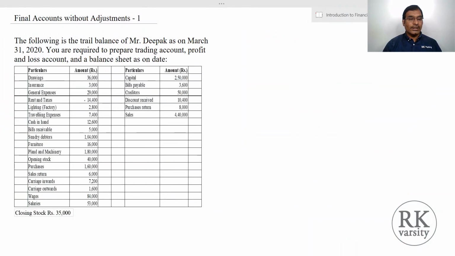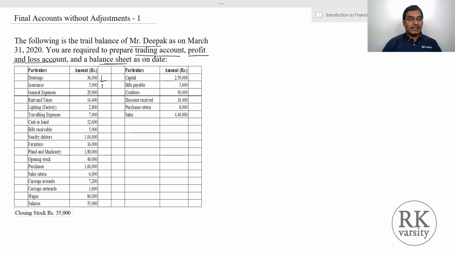The data shown here says that the following is the trial balance of Mr. Deepak as on March 31st, 2020, and you are required to prepare the trading account, profit and loss account, and balance sheet. So these are the three statements that you have to prepare. First, we analyze each transaction and write a description of where it has to be placed. For example, you have drawings. This is shown as a liability in a balance sheet.